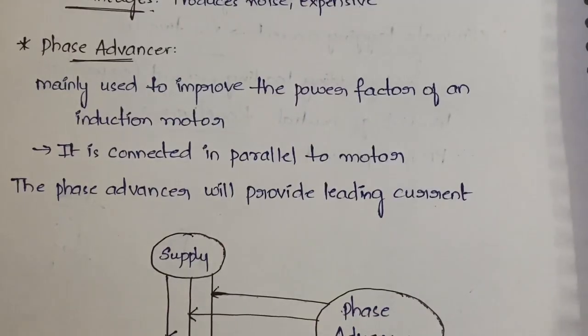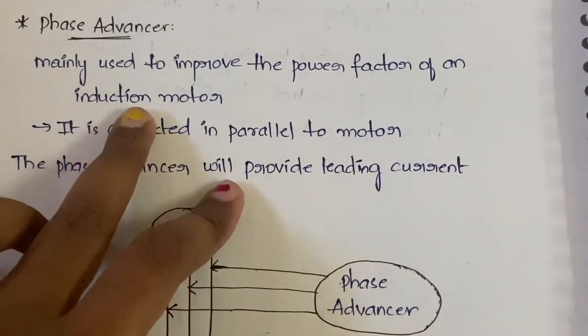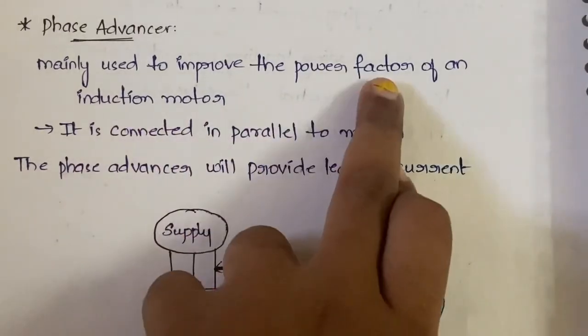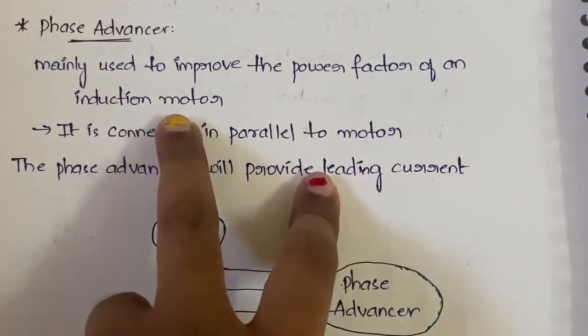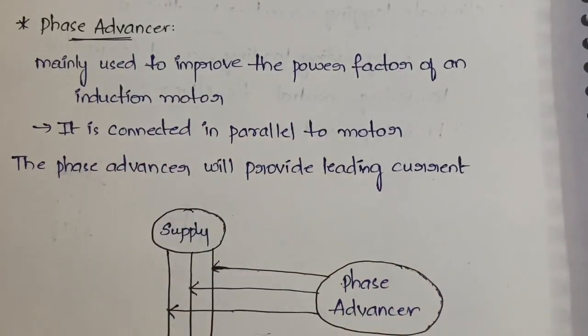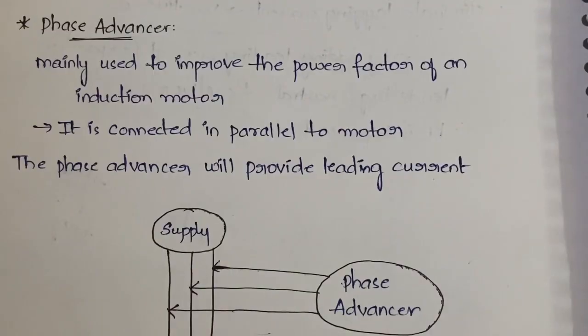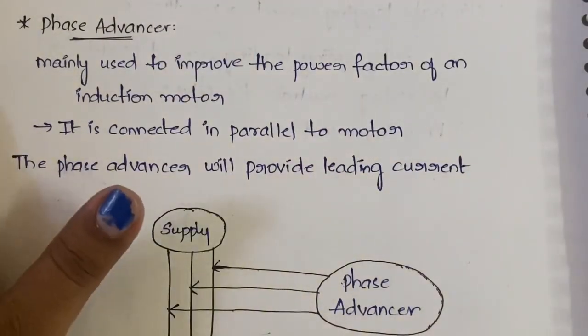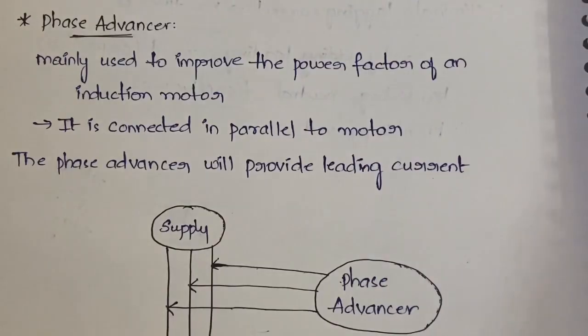It is mainly used in the case of an induction motor, to improve the power factor of the induction motor. So what we will do is connect a phase advancer in parallel to the motor. Then this phase advancer will provide some leading current. By that leading current, the reactive power will become 0. As I already said, in all the 3 methods, our main goal is to make reactive power 0. Since reactive power is a lagging component, we need to add some leading component.